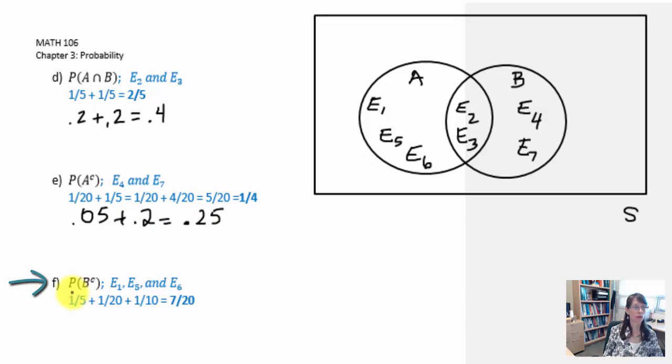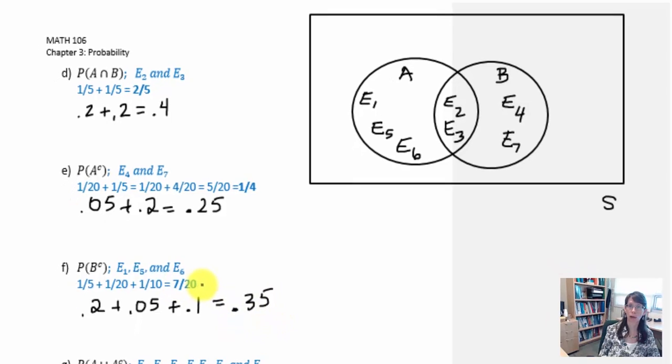Next, we're looking for the probability of the complement of event B. So in other words, we're looking for all of the points that are not in event B. That would be E1, 5, and 6. So 1/5 plus 1/20th plus 1/10, translated in decimal form, we would have 0.2 plus 0.05 added to 0.1, which equals 0.35. Again, that is the same as 7/20ths.